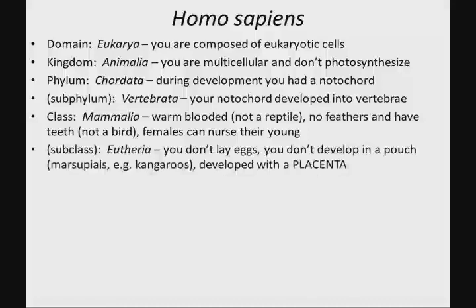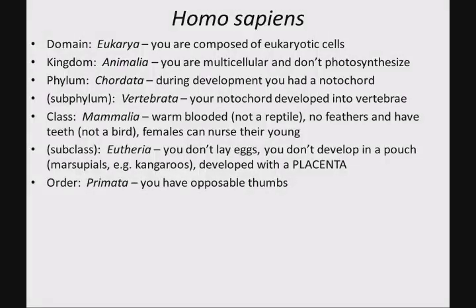So we're in subclass Eutheria. We're going to talk about Eutherians and Metatherians and Prototherians, so I'm going to throw this in there as well. But again, you don't have to know subclass. But we don't lay eggs. We don't develop in a pouch. We come from a placenta, so we're Eutherian. And so we're more related to all things that develop with a placenta than we are the things that don't.